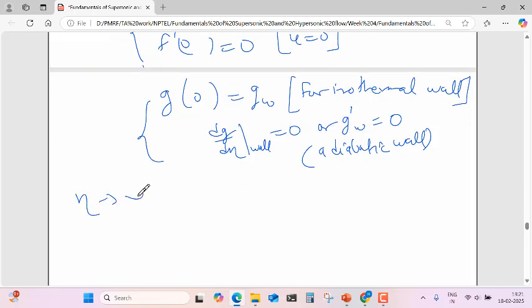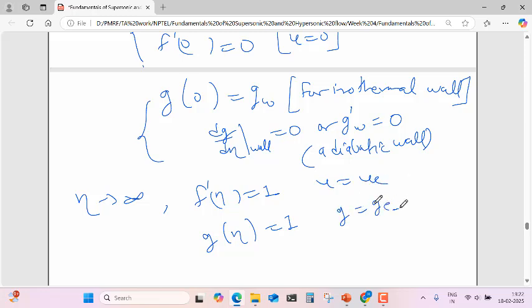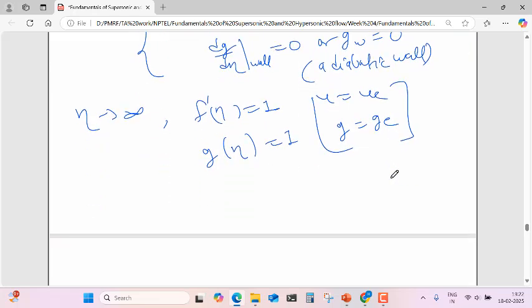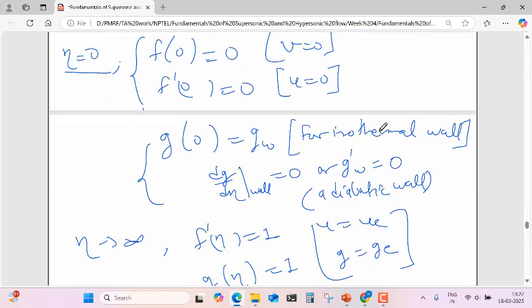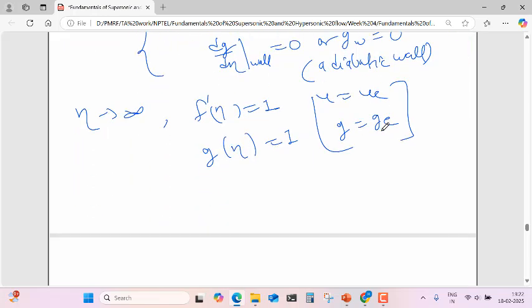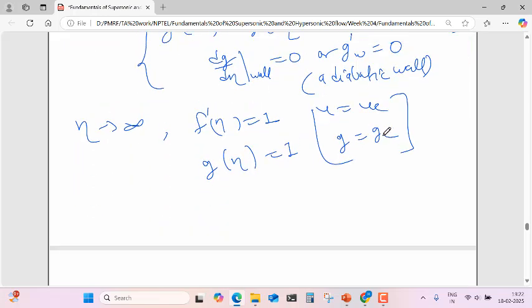And when eta tends to infinity, f'(eta) will be equal to 1 and g(eta) will also be equal to 1. This is for u equal to ue and this is for g equal to ge. These are the boundary conditions. Using these boundary conditions, we can solve this equation.